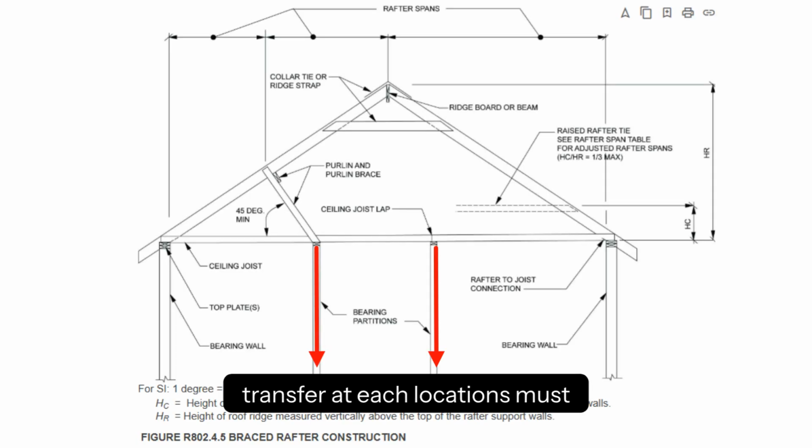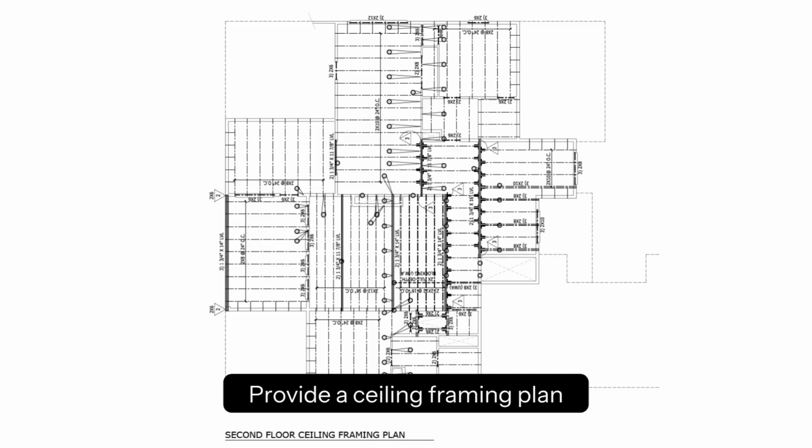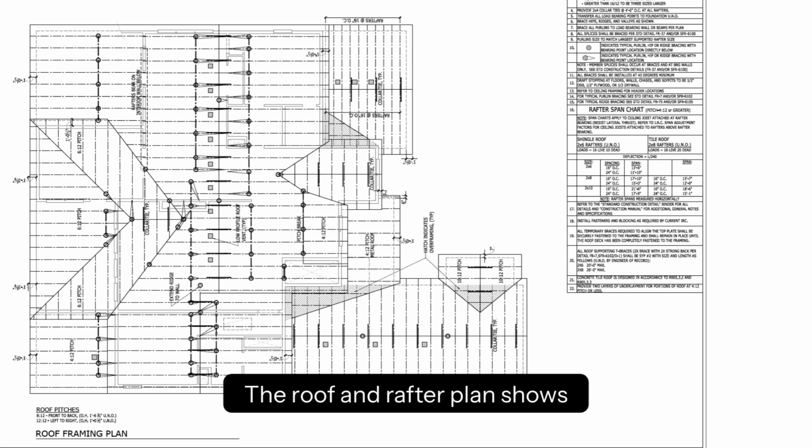The floor framing, whether designed trusses or conventionally framed, needs to be reviewed in context with the roof, not in isolation. How much load is getting transferred at each location must be clearly specified on the plans. Provide a ceiling framing plan with clear sizes, spacing, and supports to ensure load transfer is understood. The roof and rafter plan shows where to place collar ties and kickers, and it gives clear sizes and spacing for rafters, jacks, and hips. This gives everyone a clear idea of expectations and load distribution.